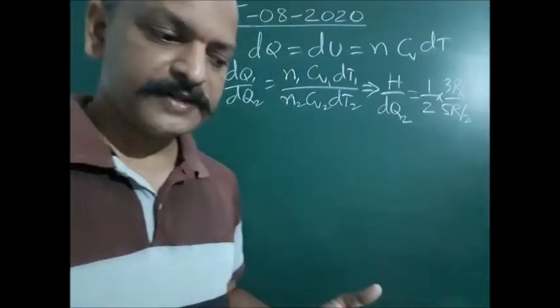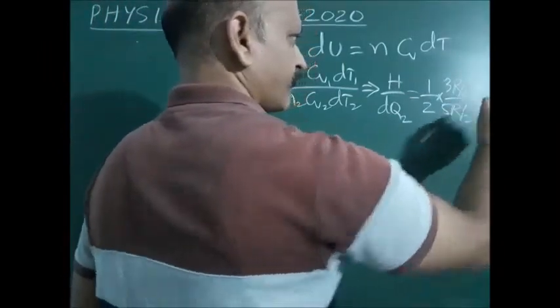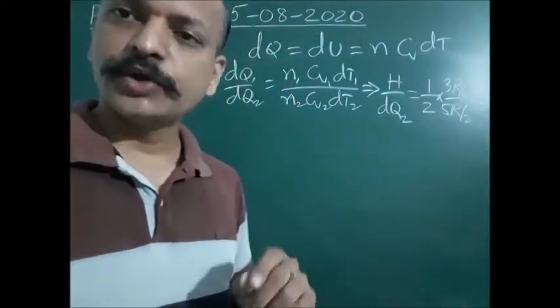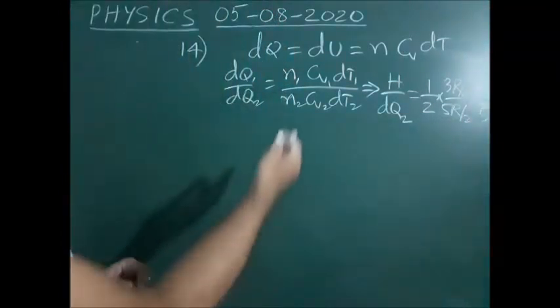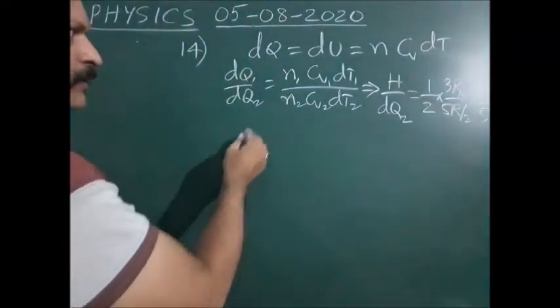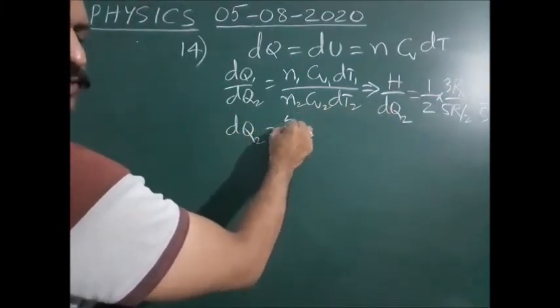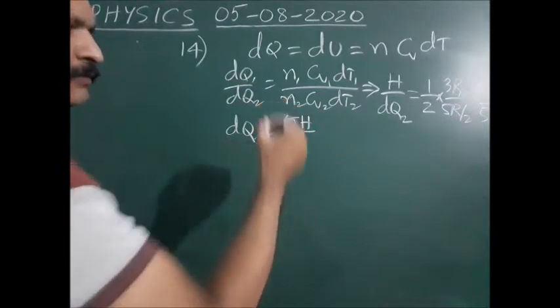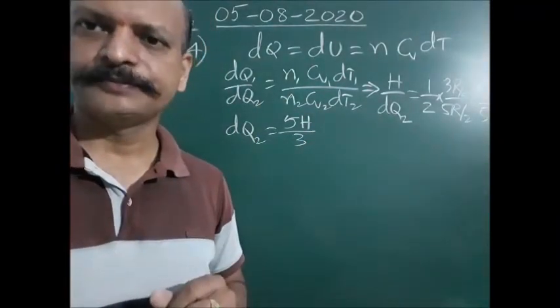Change in the temperature of the first gas is 20 to 30, means 10, whereas for the second gas it is from 20 to 25, that is 5. So when we take the ratio and cross multiply, dQ2 will be equal to 5H by 3. Okay, dQ2 is 5H by 3.